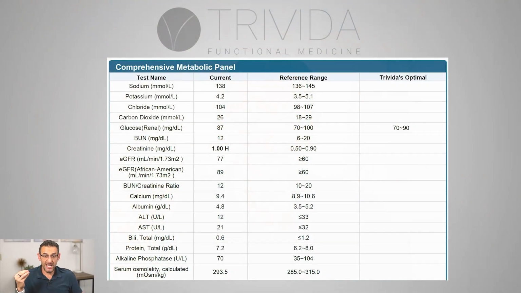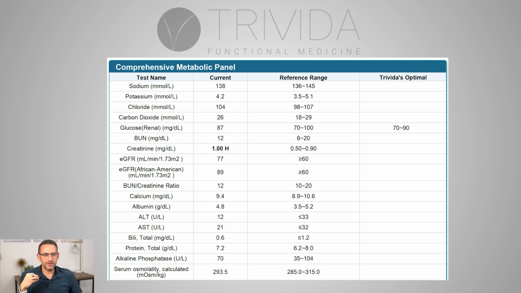So again, the key word here is estimated glomerular filtration rate. Glomerular stands for glomerulus, which is the part of the kidney that filters. So this is an estimated filtration rate of the kidney. So you want to see this number above 60. I'd like to see it above 90 in a perfect world. But again, it's estimated, it's math. So as long as it's above 60, I'm pretty happy, especially if all other things are functioning appropriately.